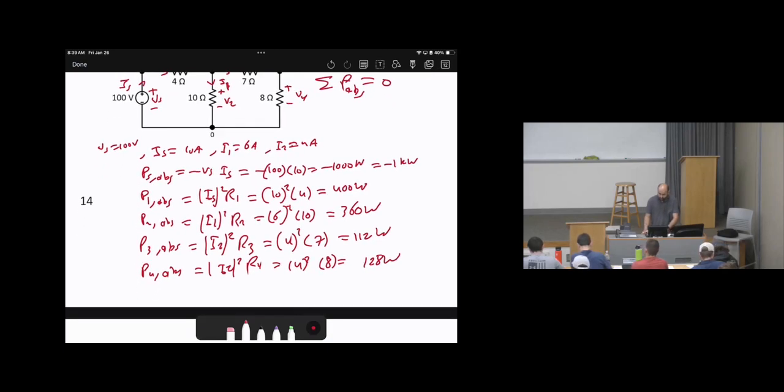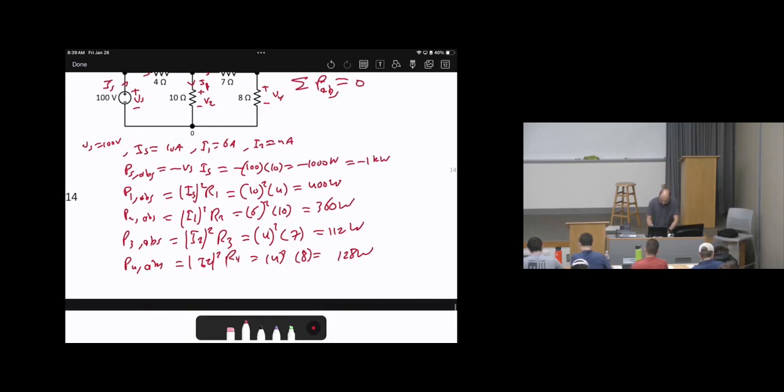Now, I'm done. Check your answer. The sum of power absorbed must be 0. Now, is it 0? Let's see. Negative 1000 watts plus 400 plus 360 plus 112 plus 128. This of course equals 0. Then the problem is satisfied.